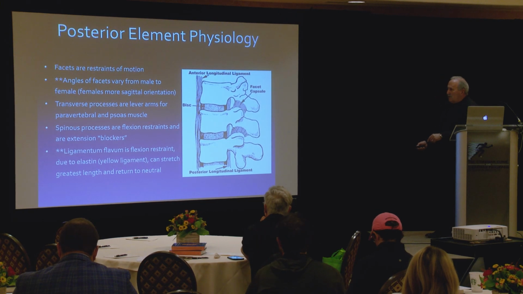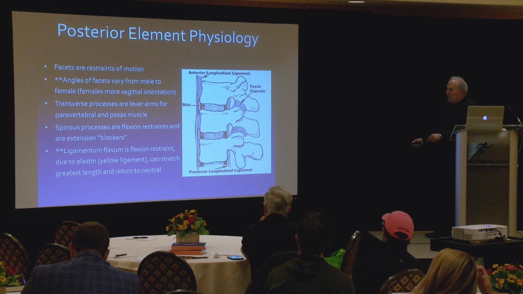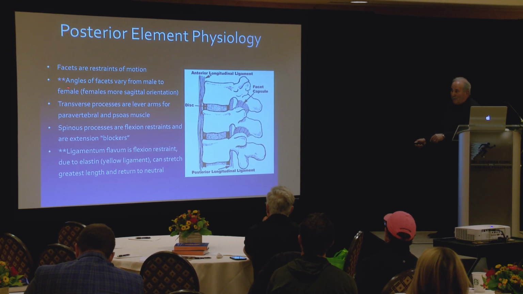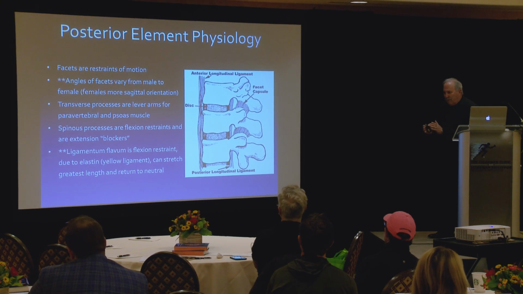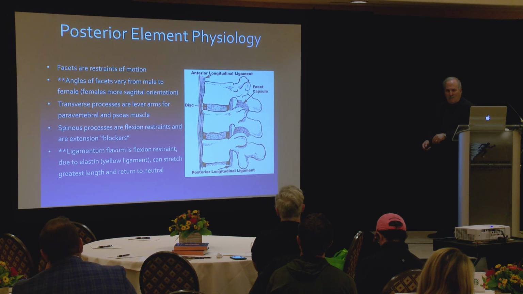So posterior element physiology. So facets, as we've talked about, are restraints of motion. The angles of the facets vary from male to female. Another double star, very important, right? Females have more sagittal orientation, meaning they're more front to back, where males are more coronal or more side to side. There's more shear resistance in a male facet than a female facet because we think females were designed to deliver babies. So the pelvis has to open a little more, so there's less resistance to that, which creates problems.